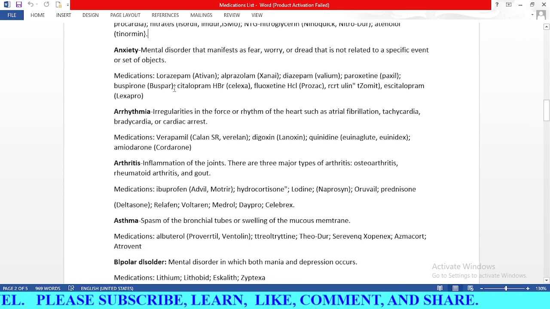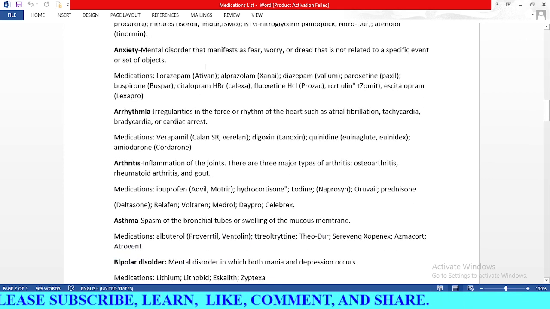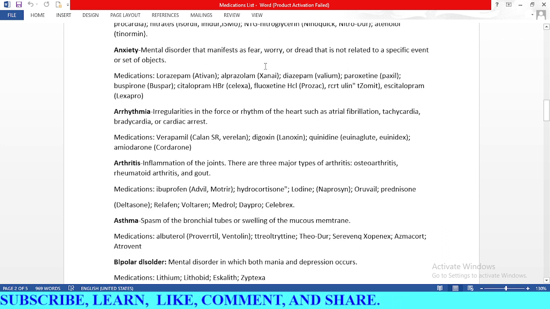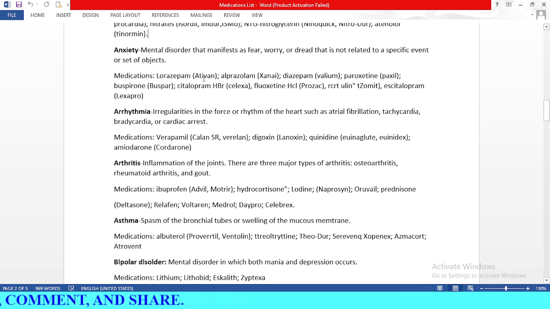The next one is anxiety. Anxiety is a mental disorder that manifests as fear, worry or dread that is not related to a specific event or set of objects. For example, if you see lorazepam or alprazolam in the documentation, you need to know that the patient has anxiety and we need to code the anxiety.